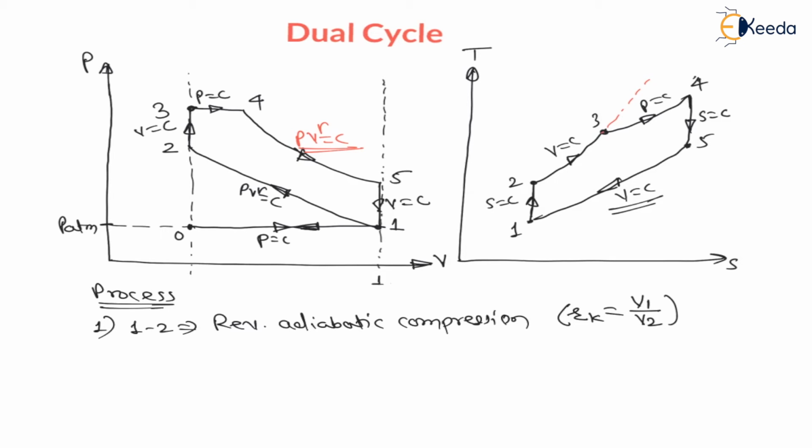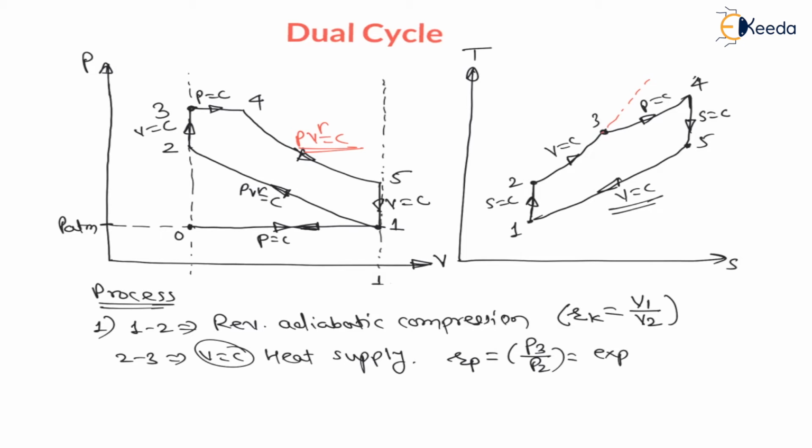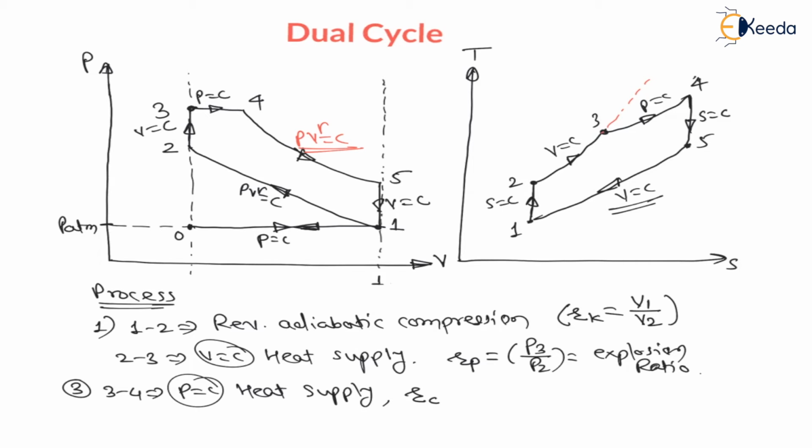Now the next process, that is 2 to 3, is heat addition at constant volume. For this process there will be an explosion ratio, represented by RP, and this is a pressure ratio, that is P3 divided by P2, called explosion ratio. Now the third process is 3 to 4, and 3 to 4 is the constant pressure heat supply process. For this process, we have seen that there will be a cutoff ratio RC, and cutoff ratio is nothing but V4 divided by V3, volume at the end of heat addition divided by volume at the entry of heat supply.